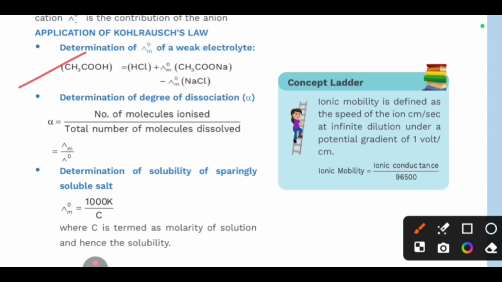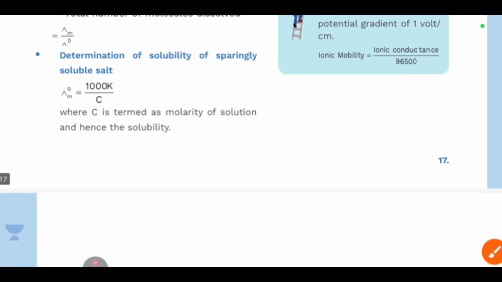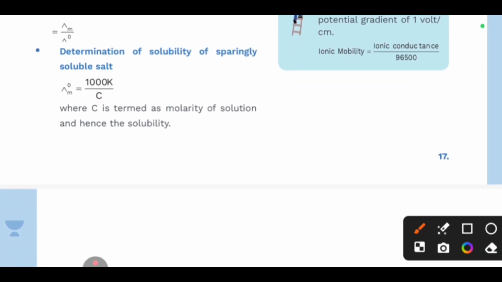So determination of the degree of dissociation, alpha: how can you solve it? It is the number of molecules ionized divided by the total number of molecules dissolved. So alpha is equal to molar conductance at any concentration divided by molar conductance at infinite dilution. We have already done all these formulas.